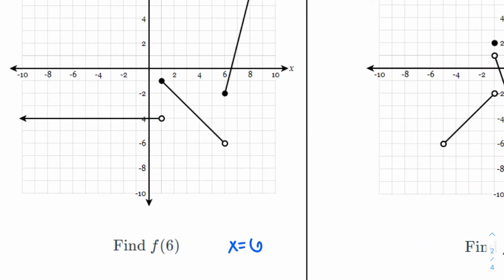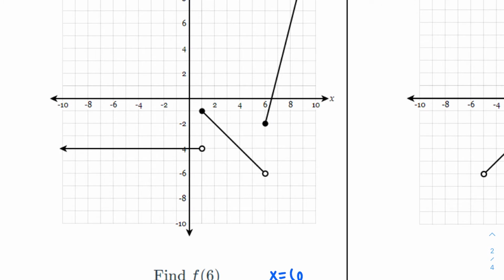So we go to where x is equal to 6, and we have 2 points. We have a point here and a point there. Now, the question becomes, which one do you use? We have to pick the one that is the closed circle. So we are specifically looking at this point right there. That is at the point (6, -2).